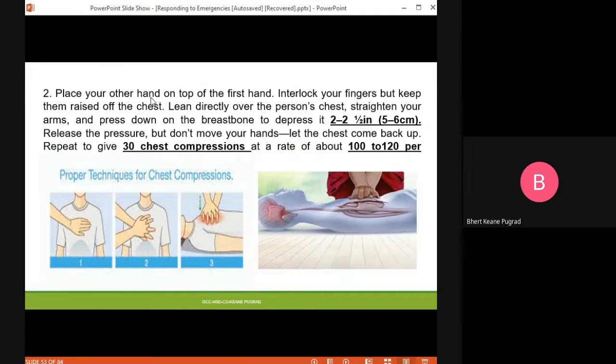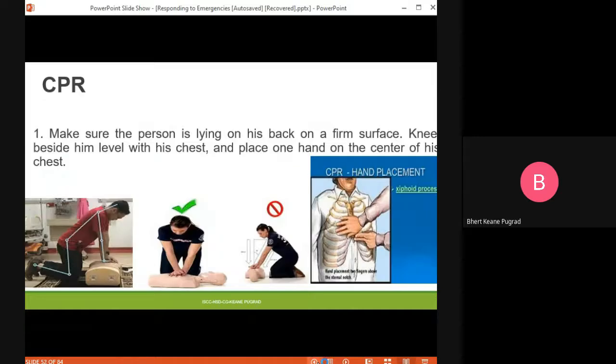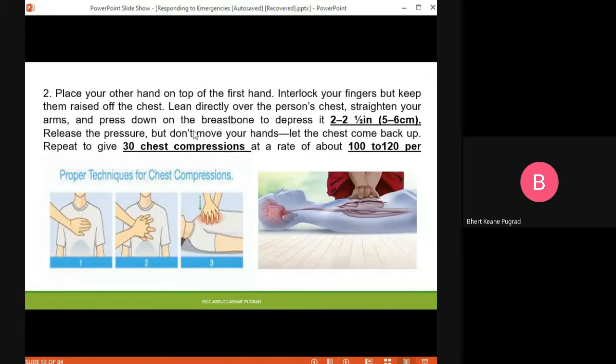So take note, you need to place your other hand on top of the first hand. For example, 2 inches above the xiphoid process, nilagay mo yung heel of your hand and your remaining hand, ipapatong mo din sa hand mo. And then interlock your fingers but keep them raised on the chest. So this is an interlock. The fingers are interlocked but raised off the chest. And lean directly over the person's chest.